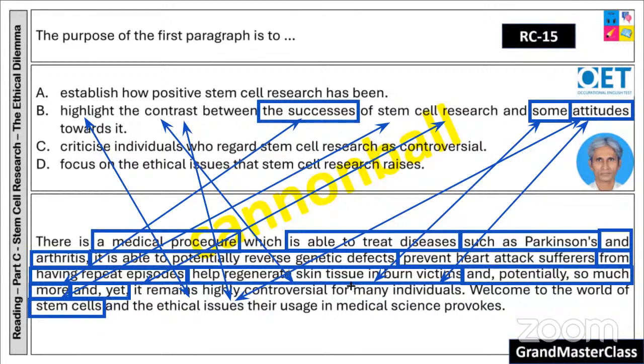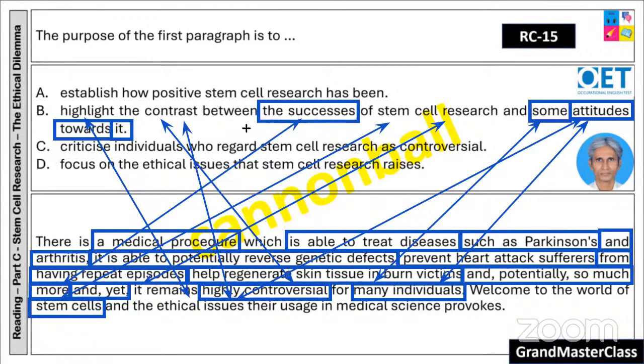Now, many individuals means some people have a highly controversial opinion. That means they are not favoring it, they are against it, opposing it. Their attitude towards it is controversial. That means they say no, no, and a big no, towards this stem cell research, towards this medical procedure.